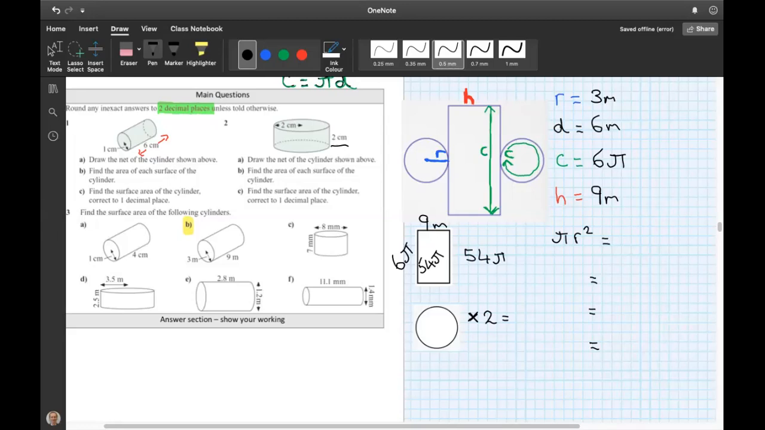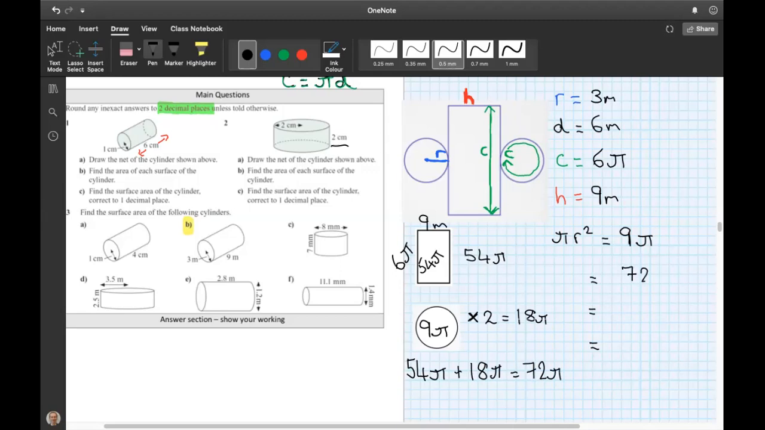Now we can think about our circular faces. And for that, we need our radius, which is 3. Our radius squared will be 9, and multiply that by pi, you get 9 pi. We've got 2 circular faces, so we'd multiply that by 2, we get 18 pi. We now need to add our rectangular face, 54 pi, with our 2 circular faces, 18 pi. And there we're going to get 72 pi.